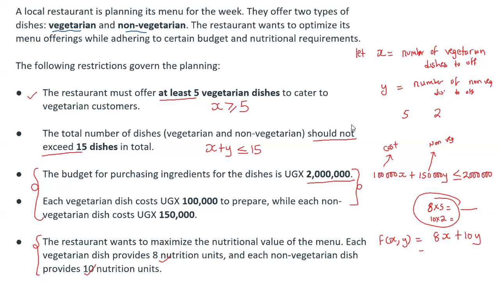Yes, Jonah? Teacher, I just have a question. I'm just assuming if they say that the vegetarian dishes should be more than the non-vegetarian by 4, how are we going to write that? Now we are going to look at a question of that nature. You will say y plus 4. Okay, we are going to look at it. We have just started.